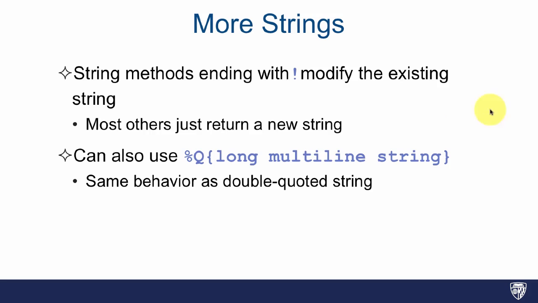Another way to create a string is by using the %Q, and this behaves very similar to a double quoted string, but another feature it adds is that it allows you to span multiple lines.